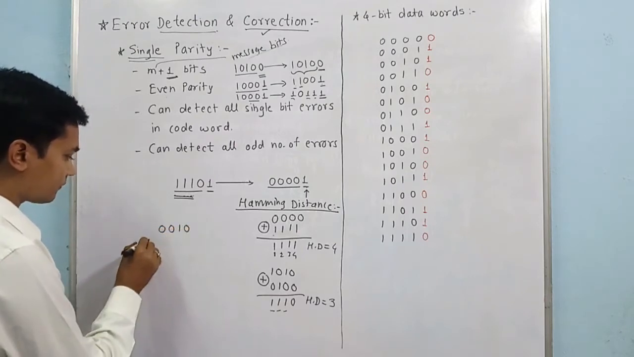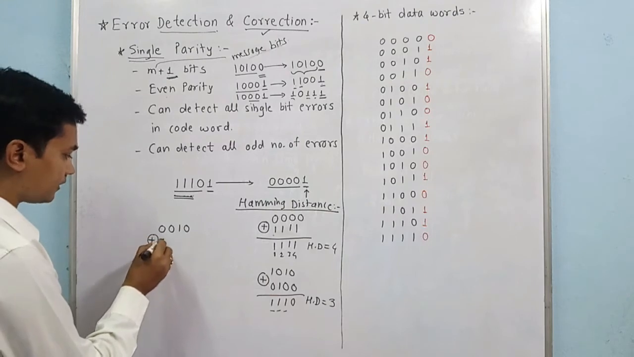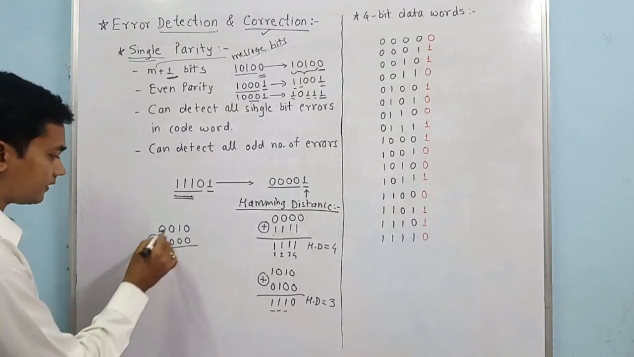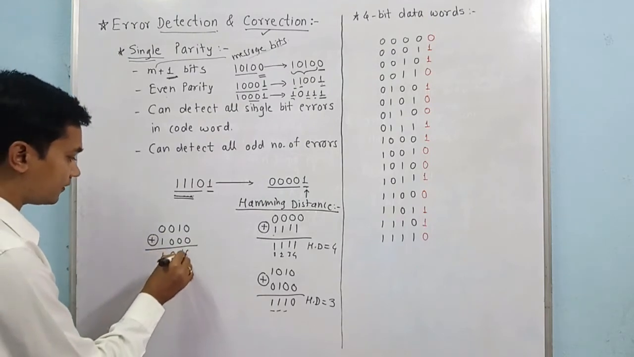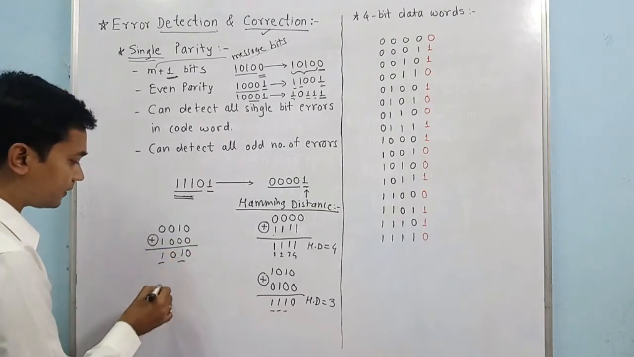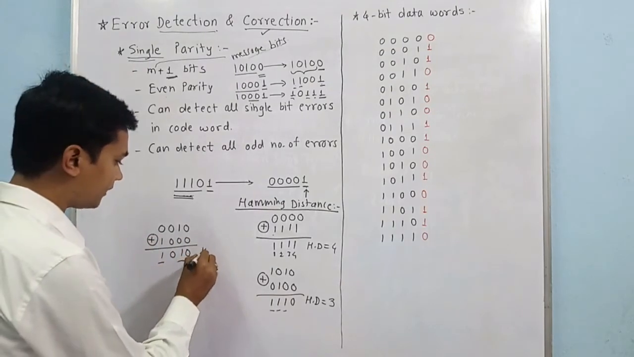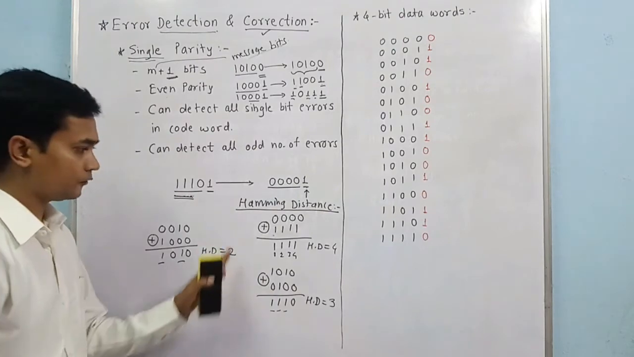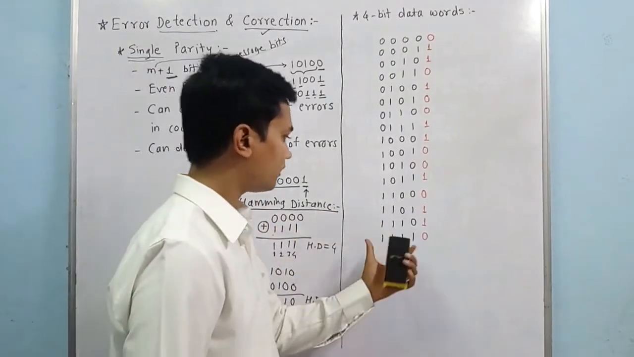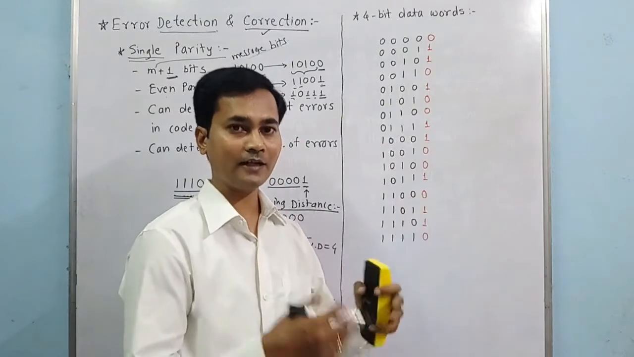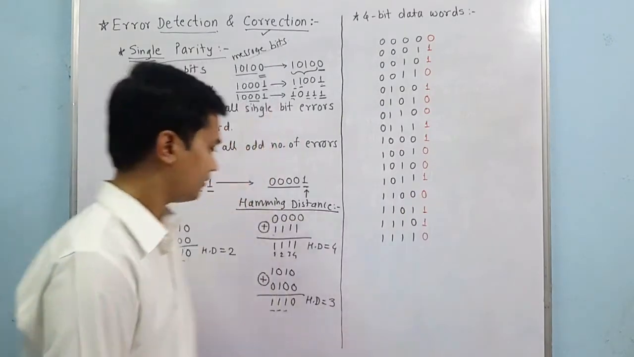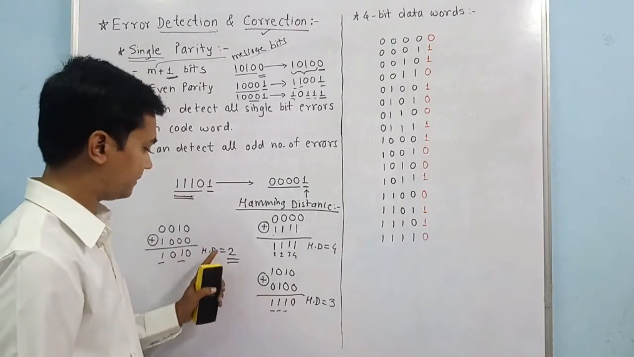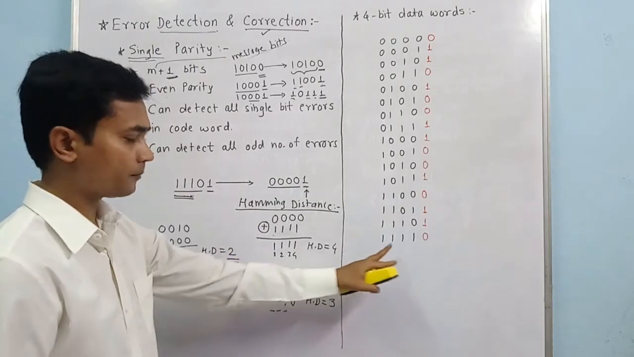Take one more example, 0 0 1 0, and take another example, 1 0 0 0. So in this case, what is the answer? 1 0 1 0. How many logic ones are available? 2. So here the Hamming distance will be 2. Now from these 4-bit combinations, if you take any two 4-bit values for calculating the Hamming distance, you will get a minimum of 2 as the Hamming distance for the 4-bit combination.